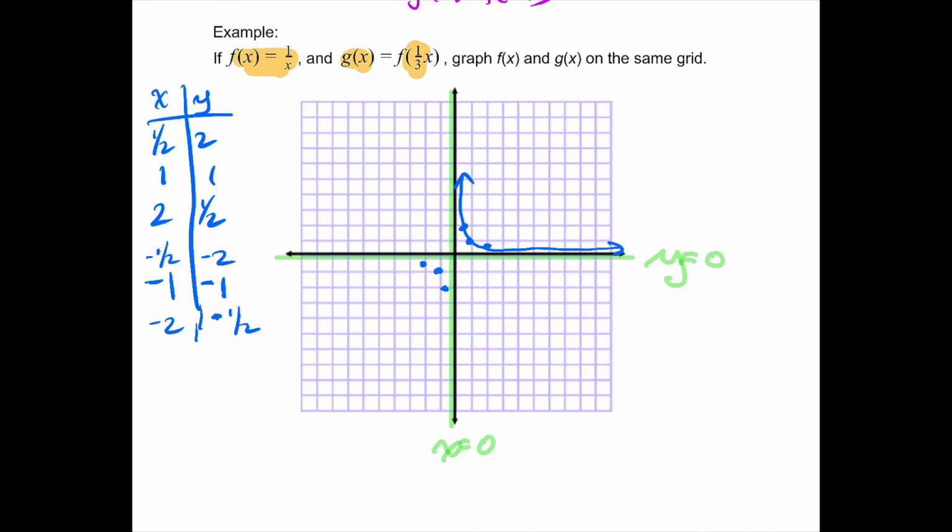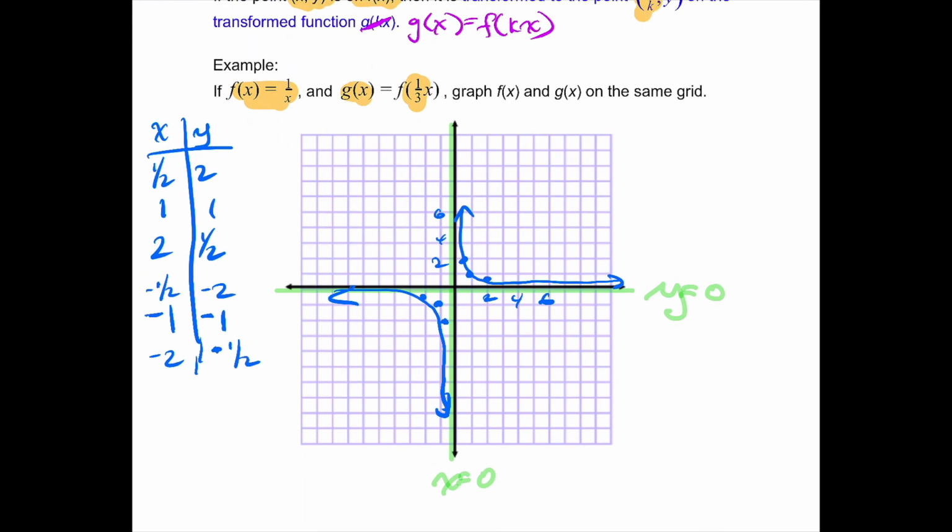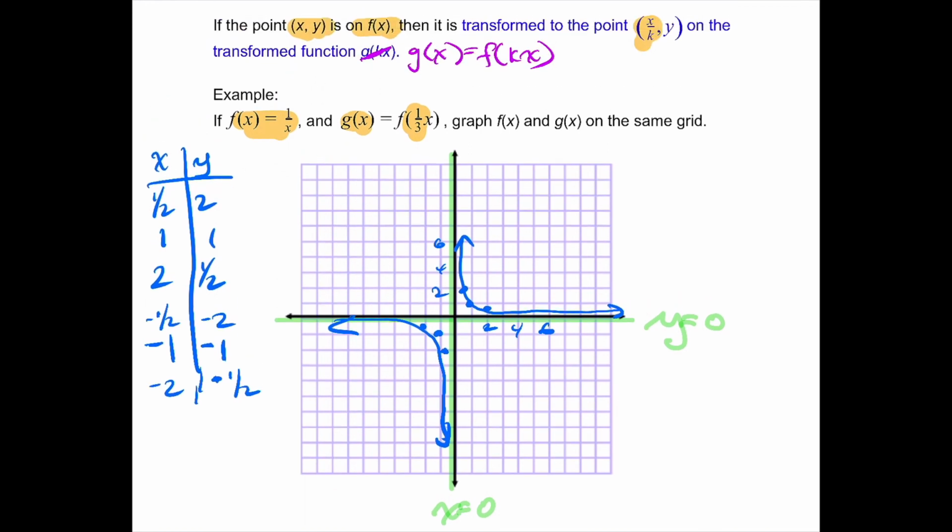So I forgot to put a scale on here. So it's all by ones again. 2, 4, 6. 2, 4, 6. So we're going to connect the curve this way. Okay. So our trick, again, is to transform points.